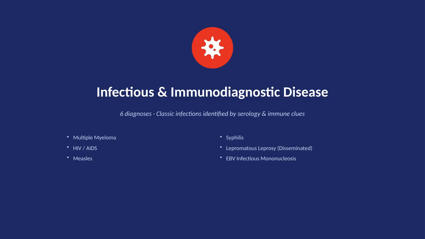These 6 conditions illustrate how infections or immune responses help us diagnose different diseases. Multiple myeloma is a cancer of plasma cells causing abnormal antibody production. HIV and AIDS disrupt the immune system, leading to characteristic infections and immune deficiencies. Measles is a viral infection that also produces specific immune markers. Syphilis, a bacterial infection, can be identified through serologic tests that reveal antibodies. Lepromatous leprosy represents a disseminated bacterial infection with a distinctive immune response profile. Finally, Epstein-Barr virus causes infectious mononucleosis, which is diagnosed by looking for atypical lymphocytes and specific antibodies in the blood. Each disease highlights how serology and immune clues work together to confirm the diagnosis.